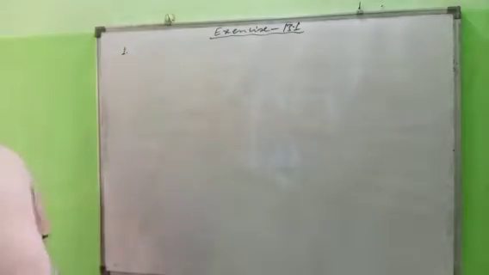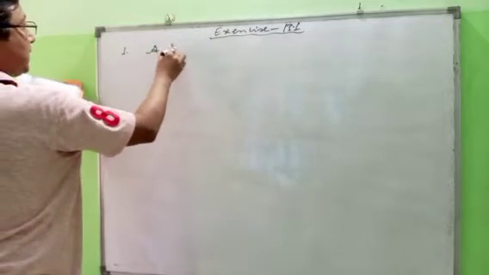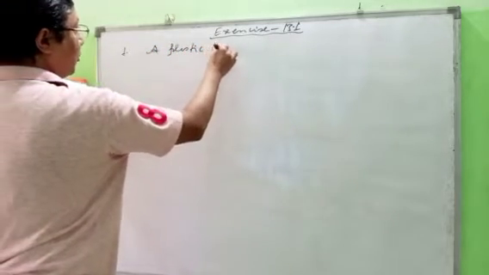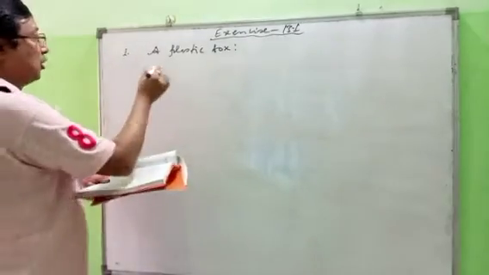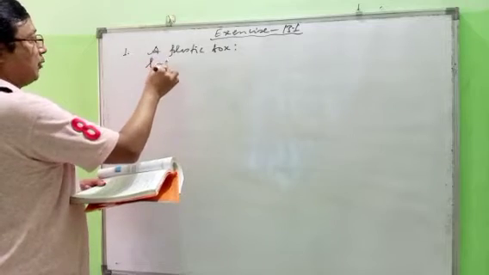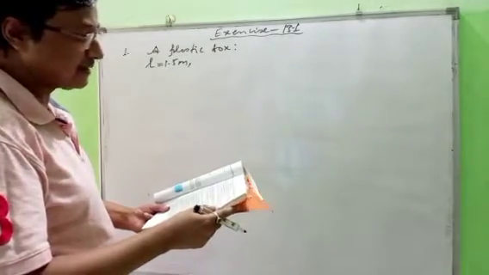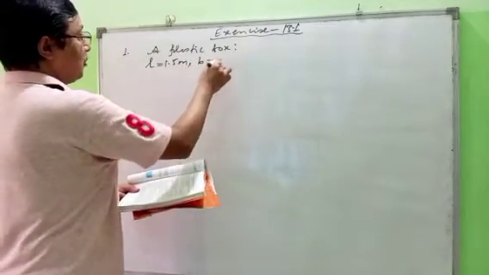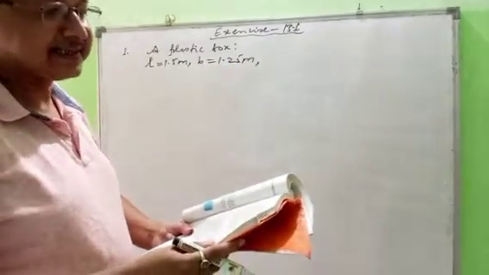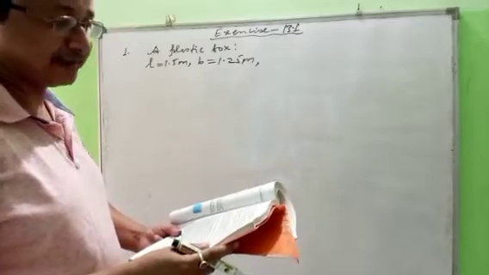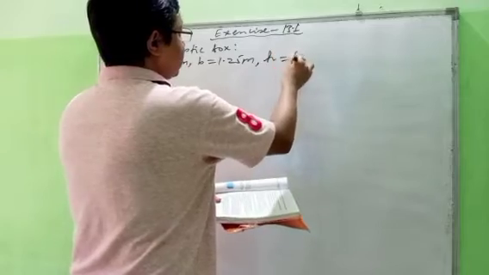It is given that a plastic box with length... So here the dimensions are given. It is 1.5 meter long. Long means the length, so 1.5 meter. And wide means the breadth. So here breadth equals 1.25 meter. And depth means the height. And 65 centimeter deep is to be made. So deep means the depth, that is the height.